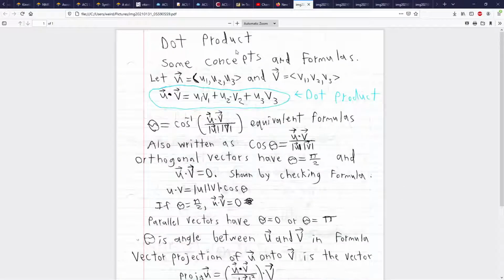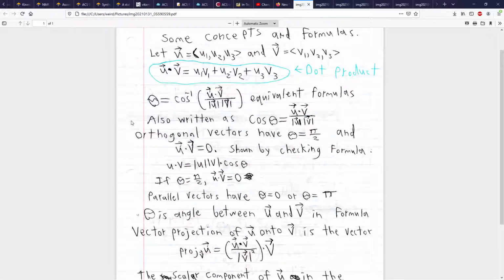So, the dot product. First we'll go over some concepts and formulas. Now we have two vectors with three components each. The dot product of these two vectors will be u1 v1 plus u2 v2 plus u3 v3. Simple as that. And technically the dot product involves two vectors with an angle between them.